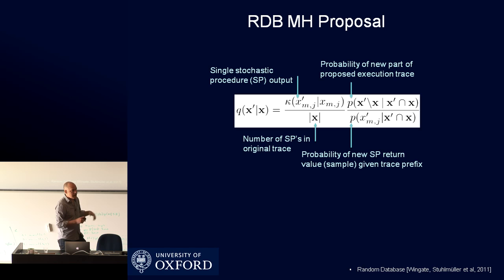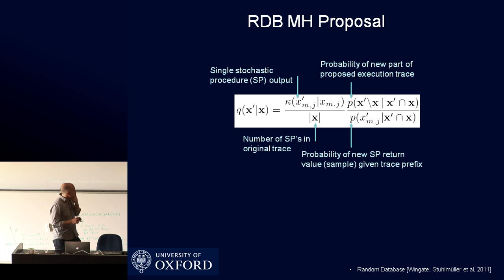Let's call that x_{mj}. So that would be the jth random choice made in between observe m minus one and observe m. Let's modify the value of that random variable. What's the probability of picking one of those random variables? It's just one over the number of stochastic procedure applications in the original trace. You're just going to pick one uniformly at random. Now we're going to propose a new value for it from some function kappa. We're going to talk about what that is.